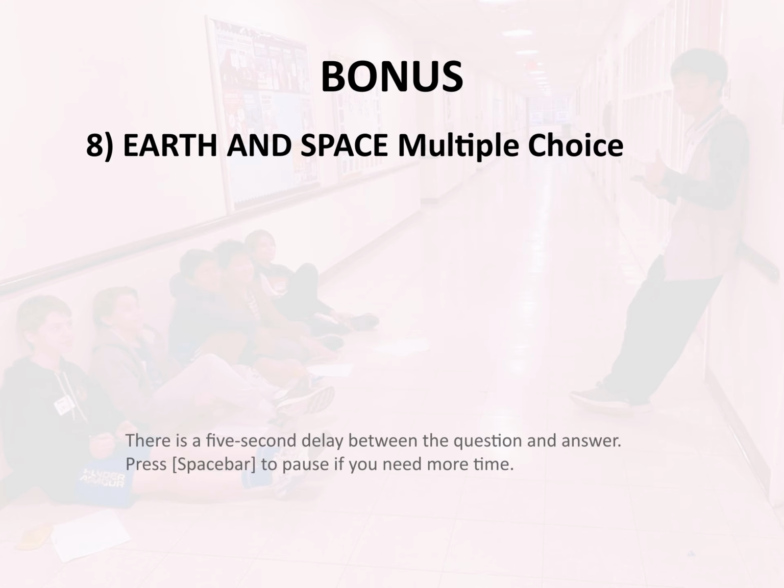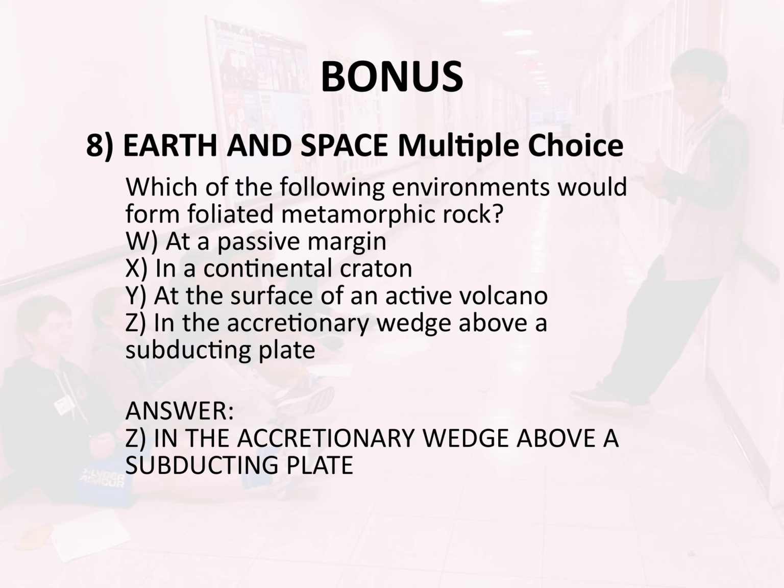Bonus 8. Earth and space. Multiple choice. Which of the following environments would form foliated metamorphic rock? W. At a passive margin. X. In a continental craton. Y. At the surface of an active volcano. Z. In the accretionary wedge above a subducting plate. Answer. Z. In the accretionary wedge above a subducting plate.